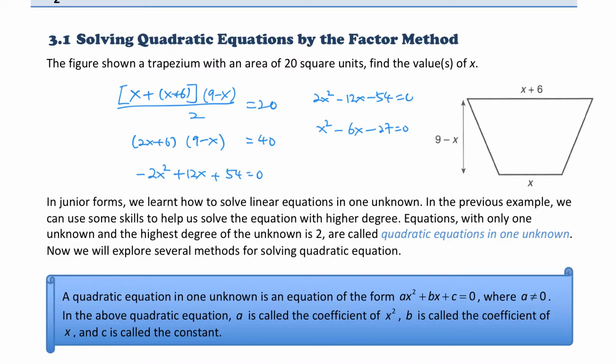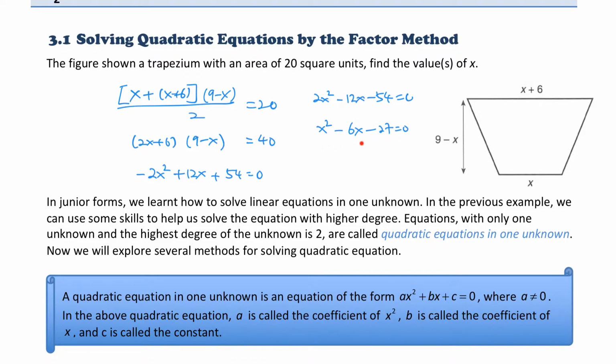In junior form, we only discussed how to solve linear equations. What is the meaning of linear equations? That means there is no x squared term; the degree of the unknown must be equal to 1. But in this chapter, we would like to discuss this equation. We will call this a quadratic equation. What is the meaning of a quadratic equation? It means the highest degree of the unknown is equal to 2.